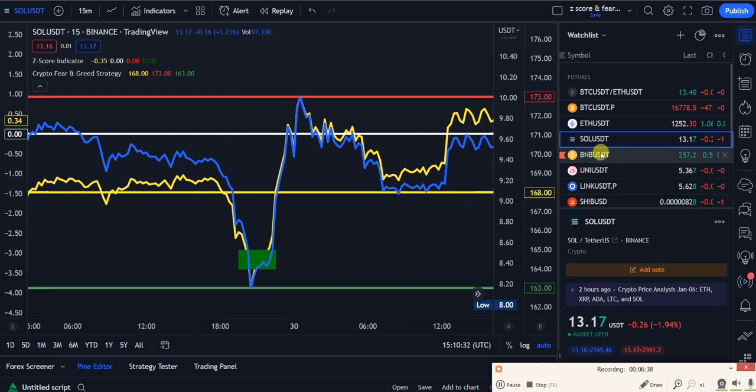I'm still long BNB from 244, 245, something like that. 244, I got a trade. I'm going to show you in a sec that I'm up 5-6%, not a lot, but I'm still in. I didn't get a sell signal.